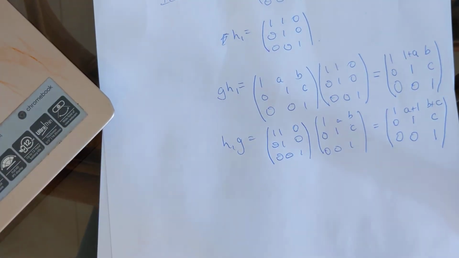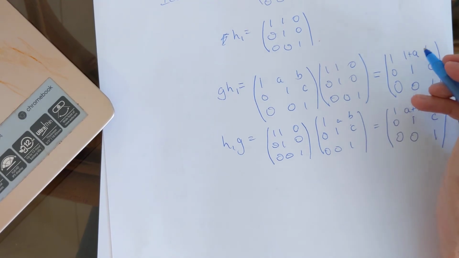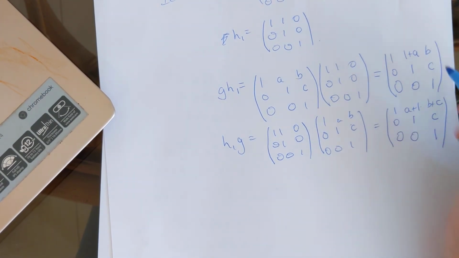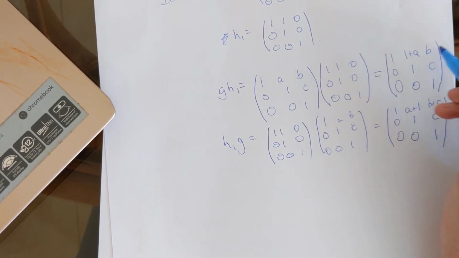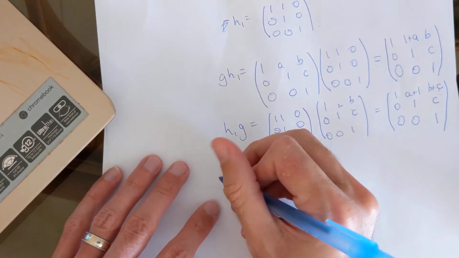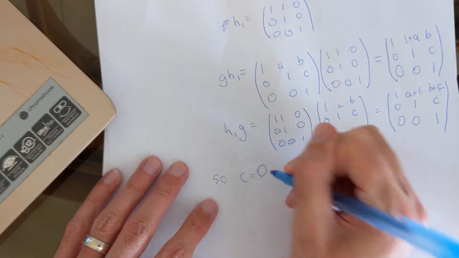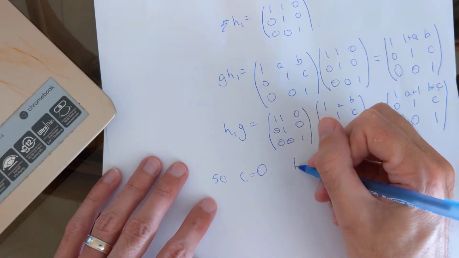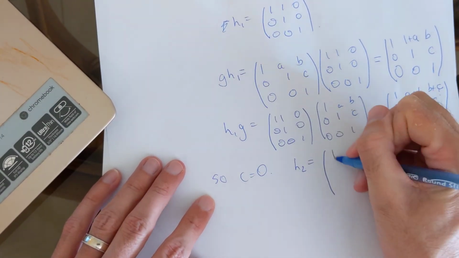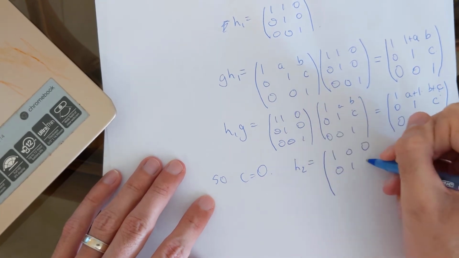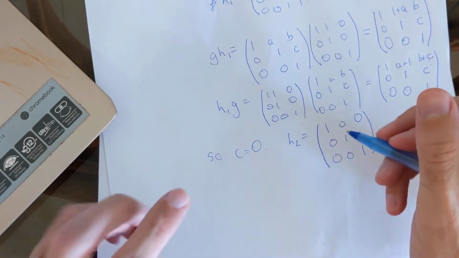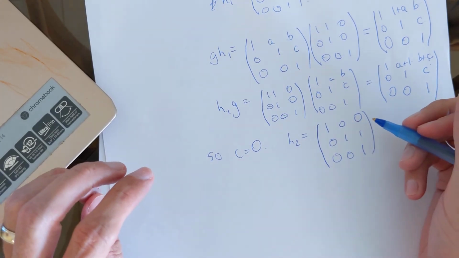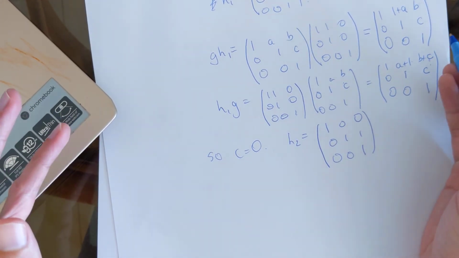Okay, and then what does this tell us? It tells us that A plus 1 equals 1 plus A, that's fine. It tells us B equals B plus C, C equals C. And in particular, if B equals B plus C, then C equals 0. And then try the same thing with H2. And compare GH2 to H2G. That should give you an equation for A.